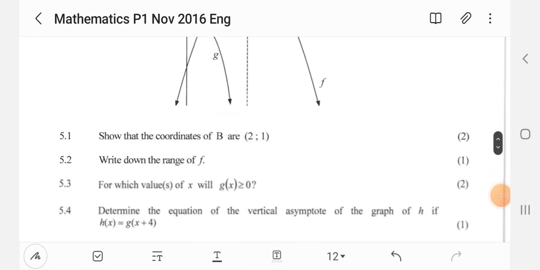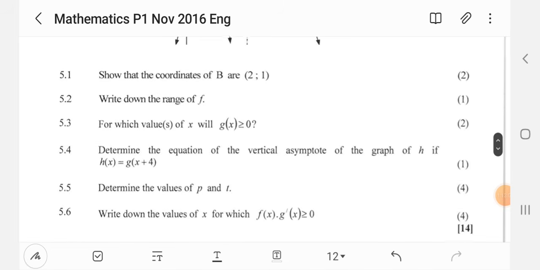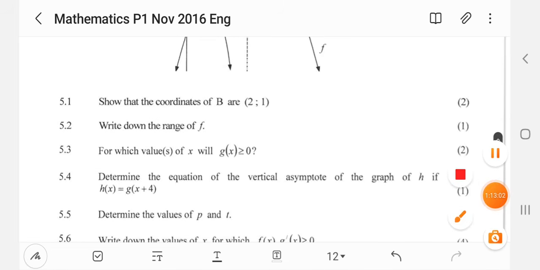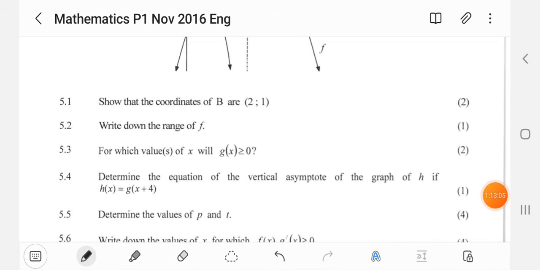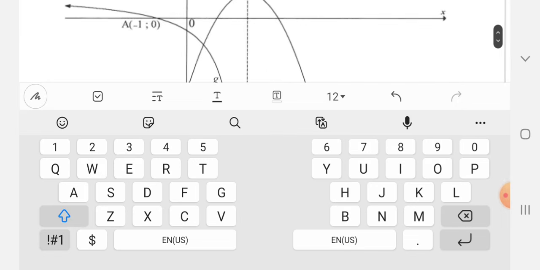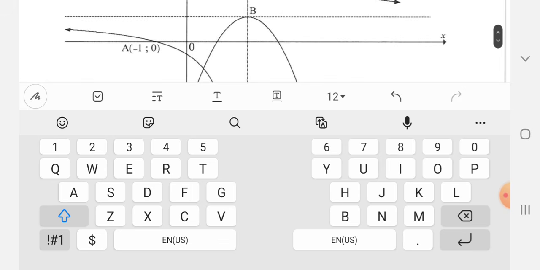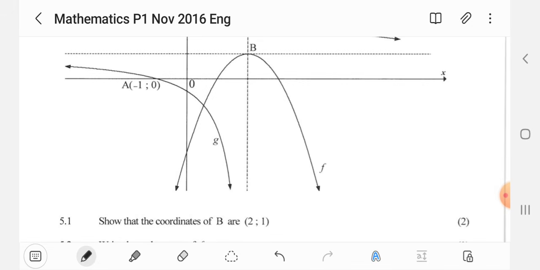And then 5.2, write down the range of f. So for the range of f, range is the y values and domain is the x values. So let's look at this. F, so this is the f at x, the parabola. So the turning point here is 2 and 1.